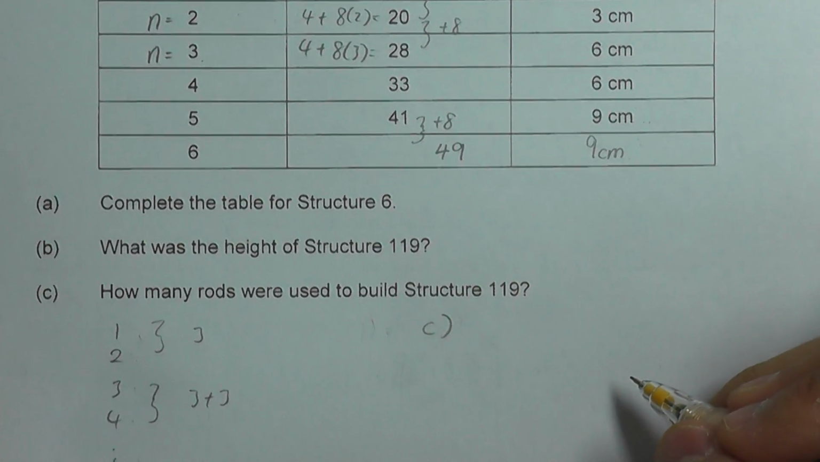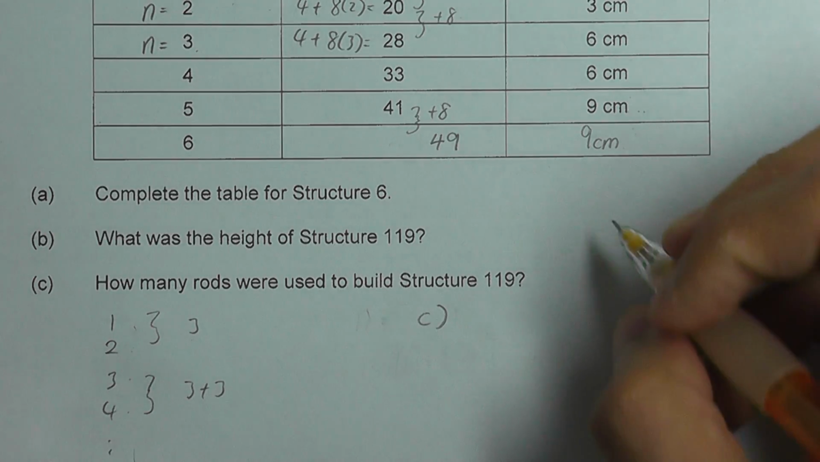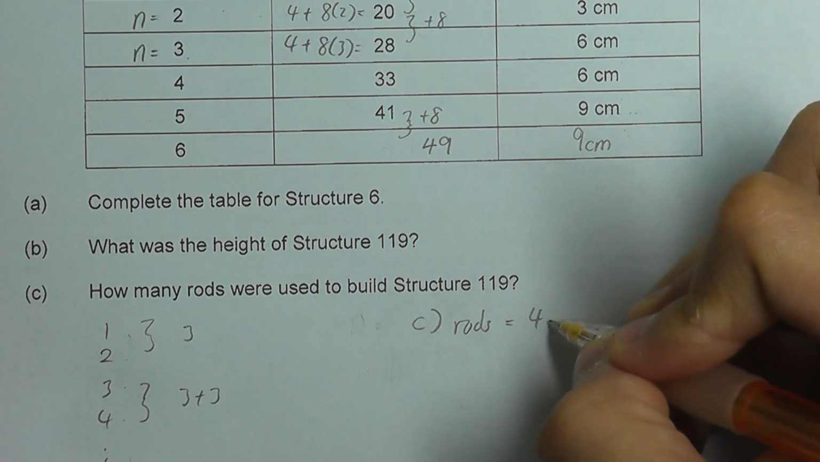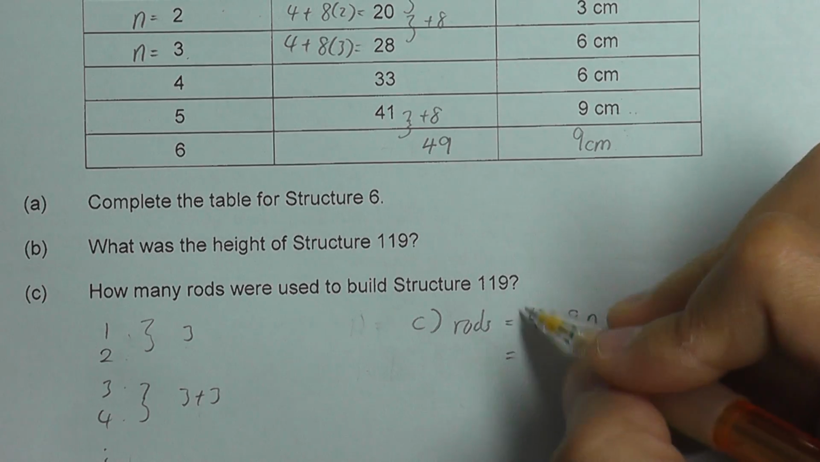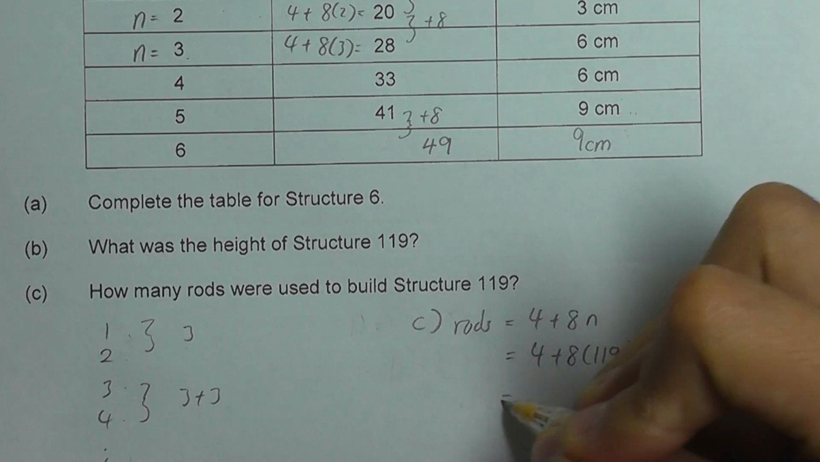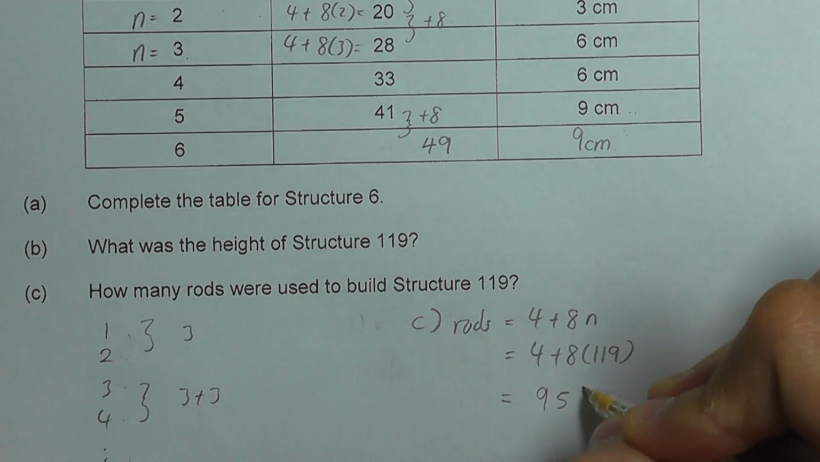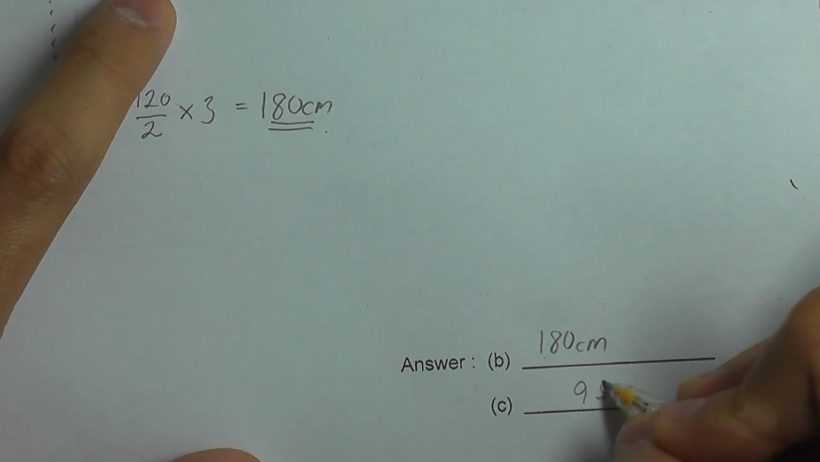Now we can use this formula to find how many rods were used to build structure 119. So number of rods used has to be 4 plus 8n, and n is equal to 119. So 4 plus 8 times 119. The answer should be 956. So that's the answer, 956.